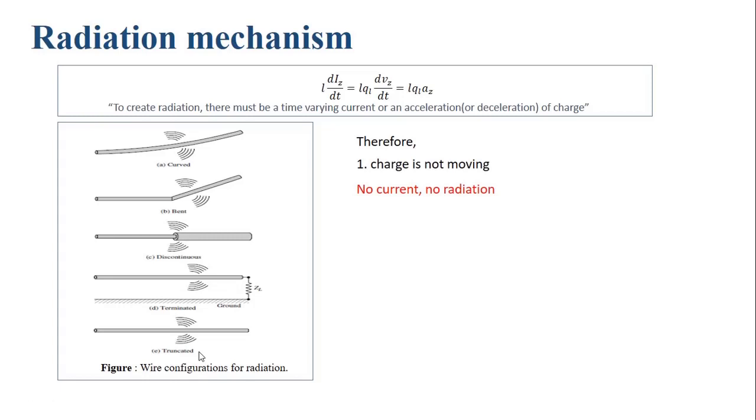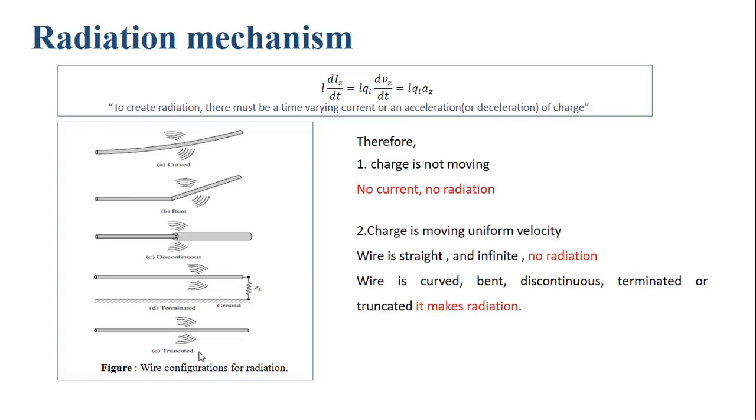Now, if the charge is not moving, if the charge is at the resting position, there will be no current. So if there is no current, there will be no radiation. The second thing, if the charge is moving with uniform velocity and the wire is straight, there will be no radiation. But if the wire is having some discontinuities, if the wire is bent, if it is curved, terminated or truncated, it will radiate. You can see over here why it will radiate.